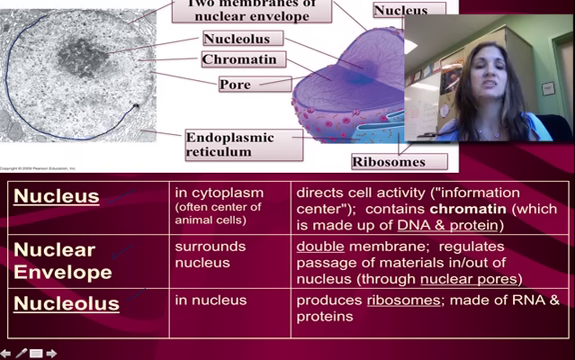Now, the nuclear membrane or the nuclear envelope you can see surrounding the nucleus here. And it's not a solid feature. In fact, it's full of tiny little pores, and you can see these pores right here.